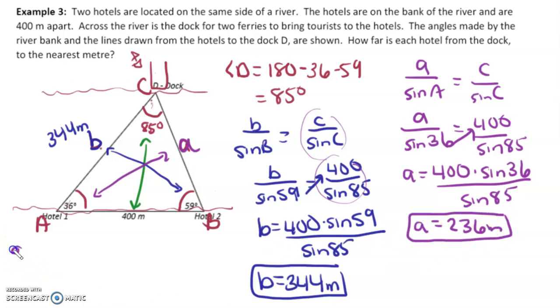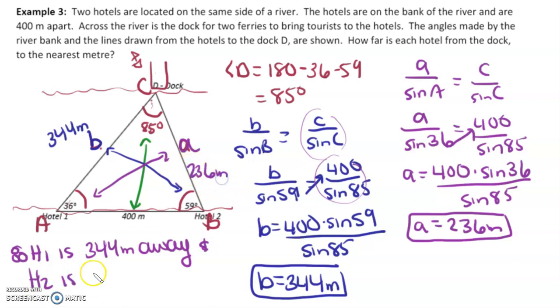Okay, so we can write, therefore, Hotel 1 is 344 meters away, and Hotel 2 is 236 meters away from the dock.